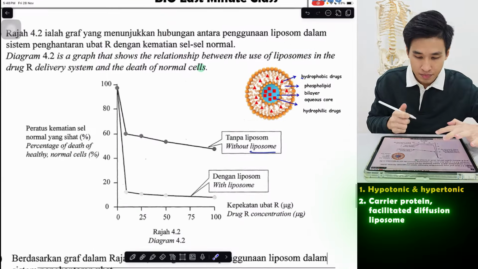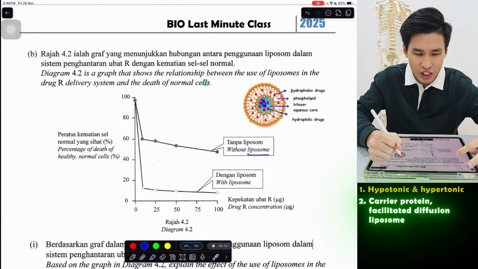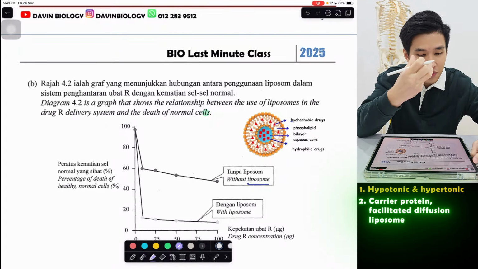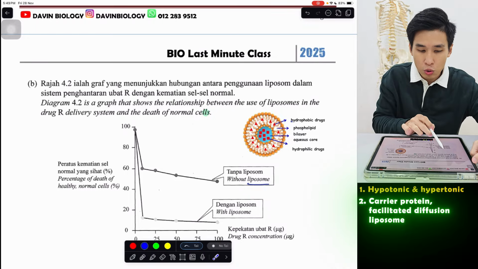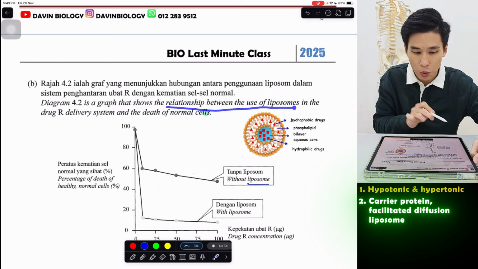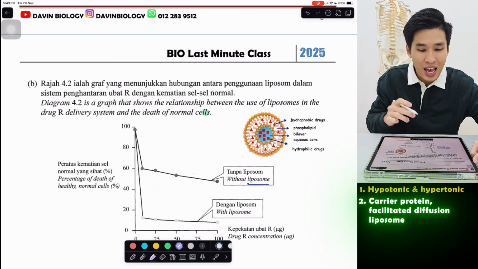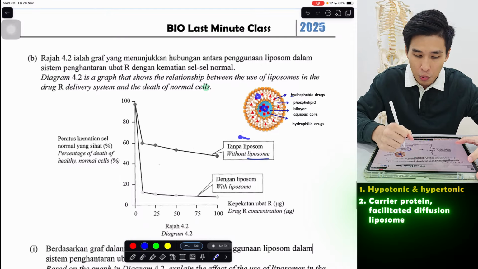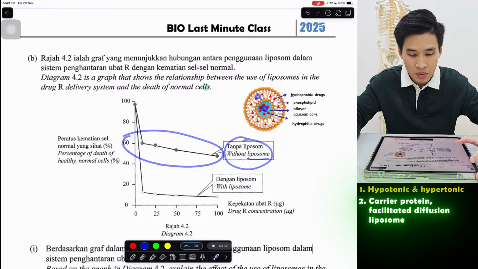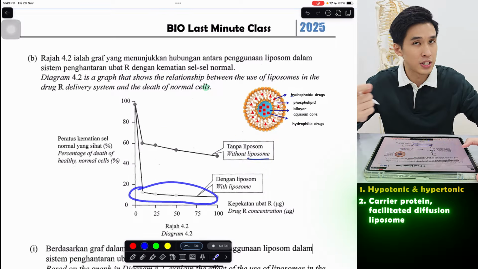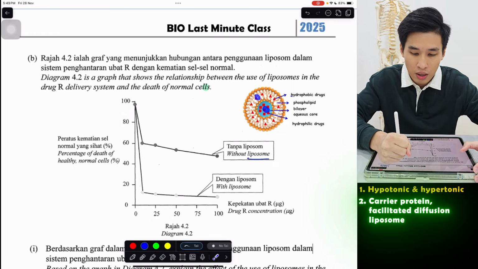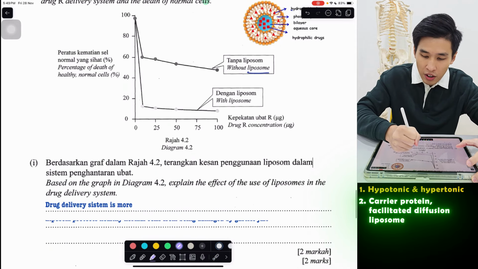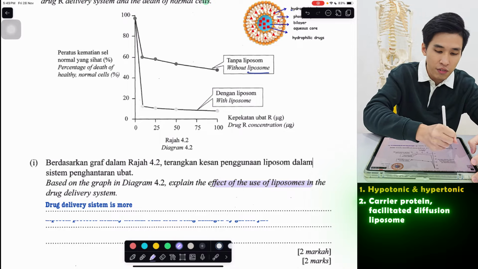For this question, instead of drugs or medication, they say that my liposome has living cells inside that can help my body. Figure 4.2 is a graph that shows the relationship between use of liposome in the drug delivery system and the death of normal cells. So they're referring to the cells inside the liposome. You can see without liposome, I have a higher percentage of cells dying. With liposome, I have a lower percentage of cells dying because they are well protected by the liposome from your gastric juice, obviously. So the question then asks, explain the effect of use of liposome in the drug delivery system.